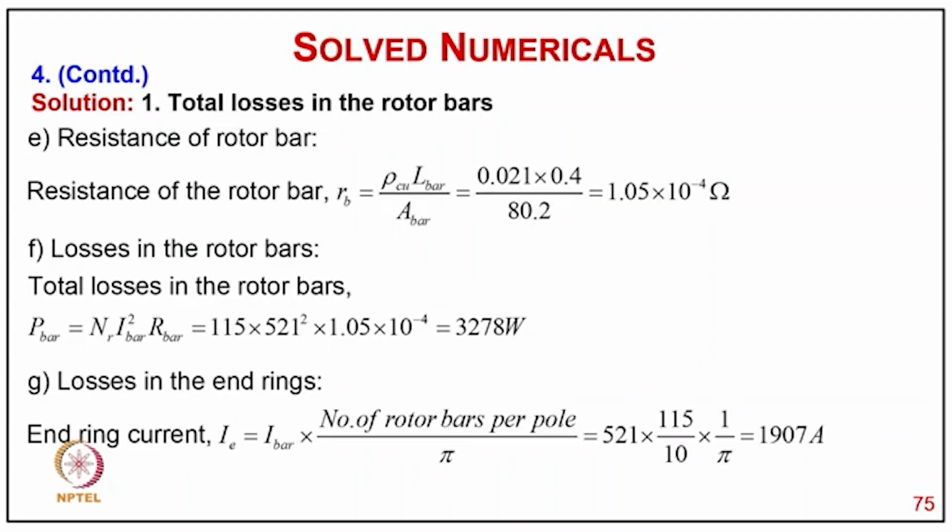Loss in the rotor bar is total loss in the rotor bar, P bar equals N R I B square R B. So putting value, it comes 3278 watt. Losses in end rings: I E equals I bar into number of rotor bars per pole by pi. So it comes 1907 ampere.